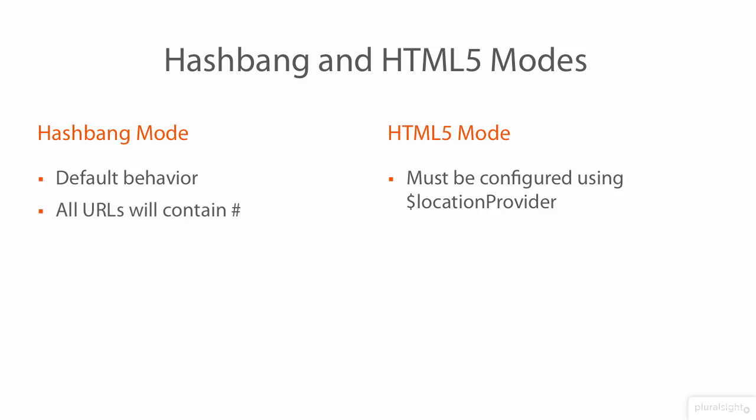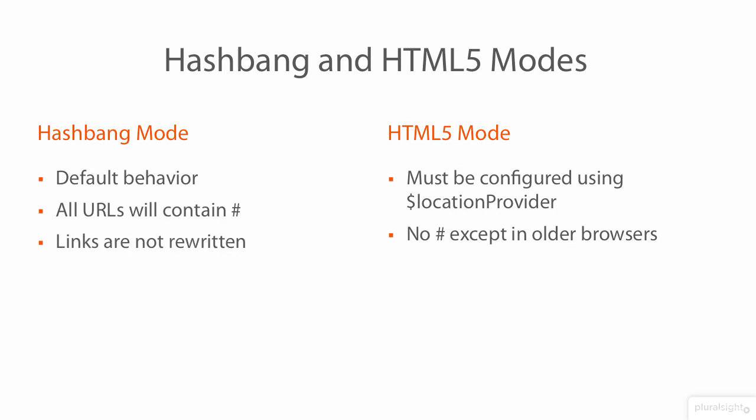In Hashbang mode, all URLs will contain the hash sign. In HTML5 mode, there will not be a hash sign unless your user is running an older browser that does not support the HTML5 history API. In that case, Angular will fall back to Hashbang mode for that browser, and the hash sign will appear in the URLs. Links are not rewritten in Hashbang mode.